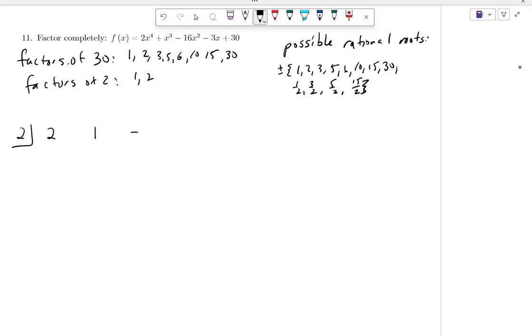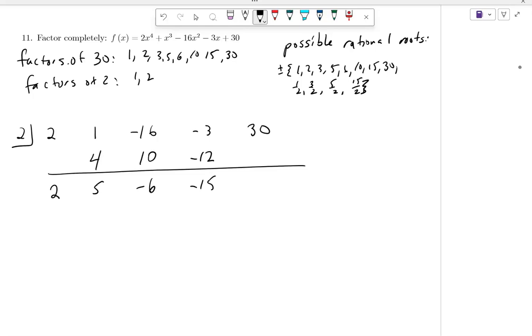2, 1, negative 16, negative 3, positive 30. Bring down the 2, multiply, get 4, 5, times 2 is 10, negative 6, times 2 is negative 12, negative 15 times 2 is negative 30, and we get 0. Is that a good thing? Yes, that's a good thing. What was the other one we saw? Negative 5 halves.